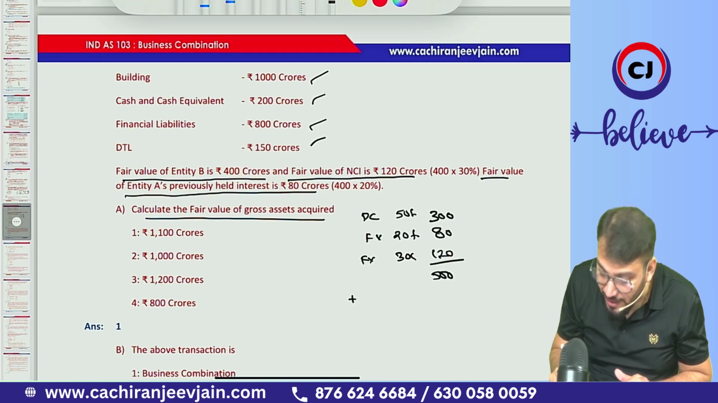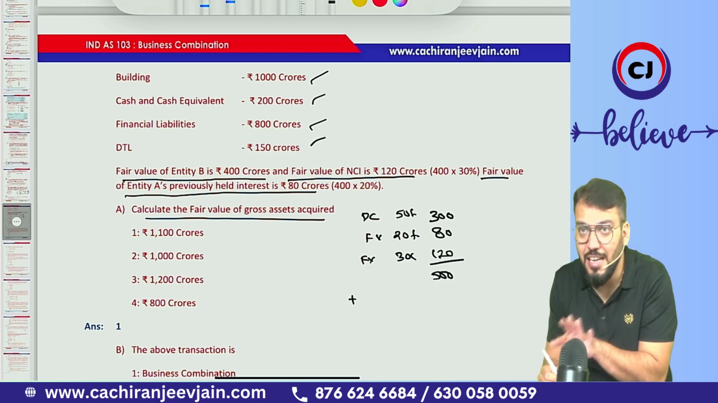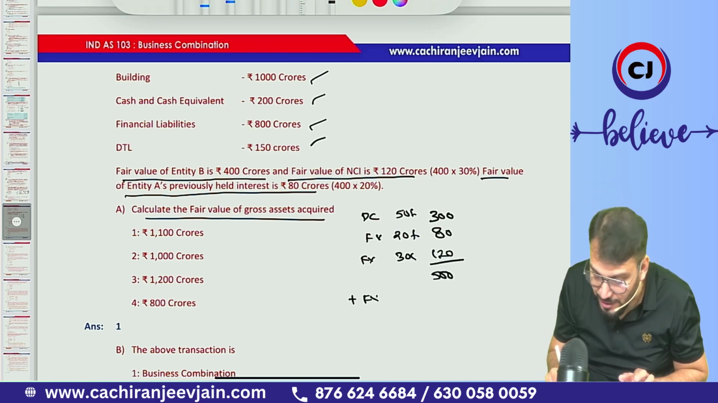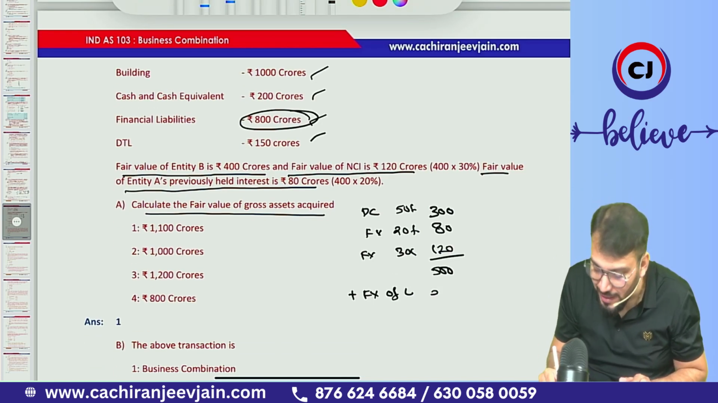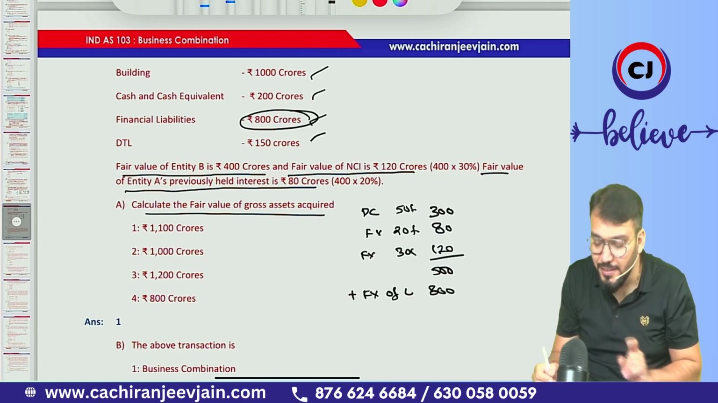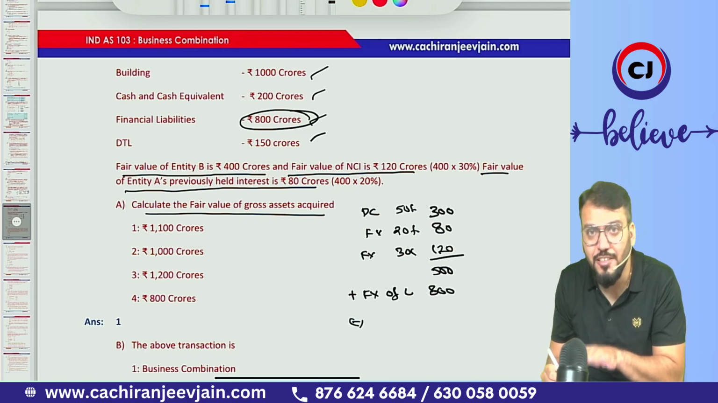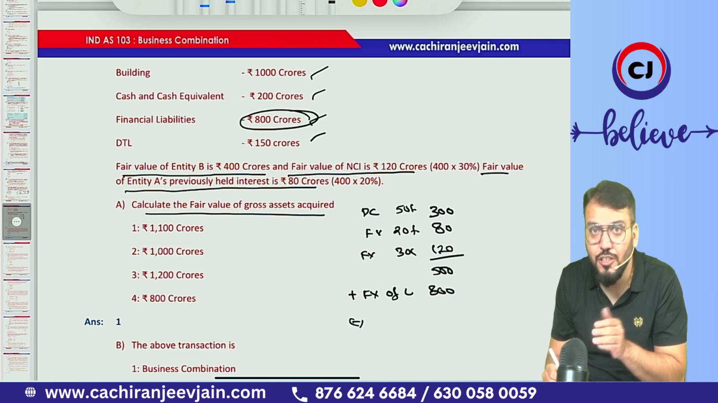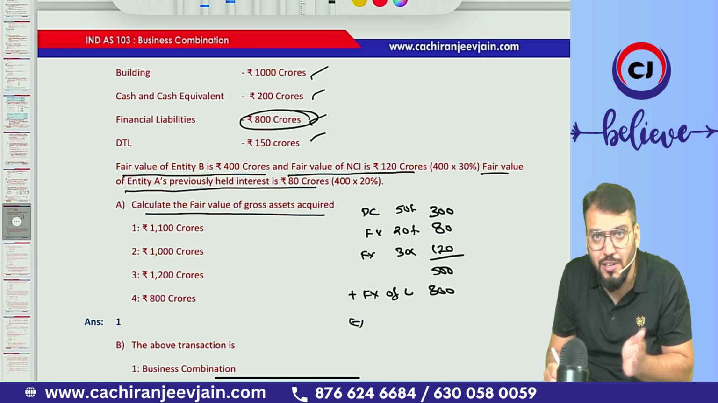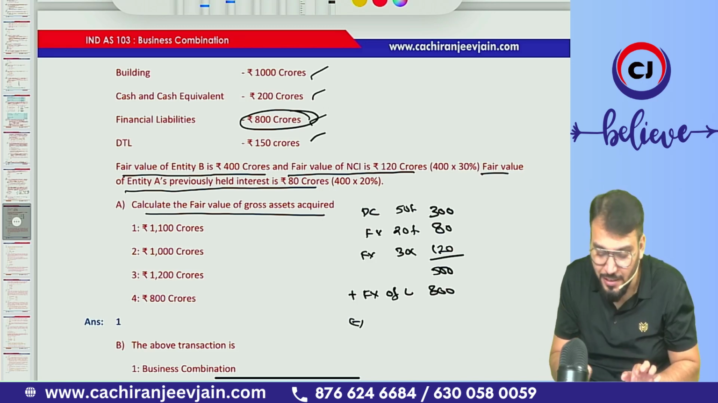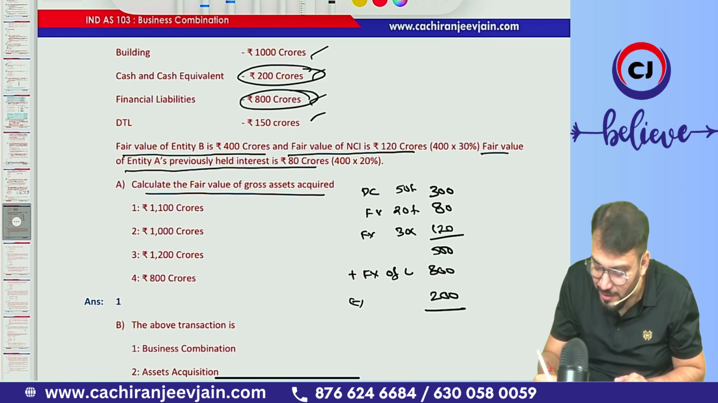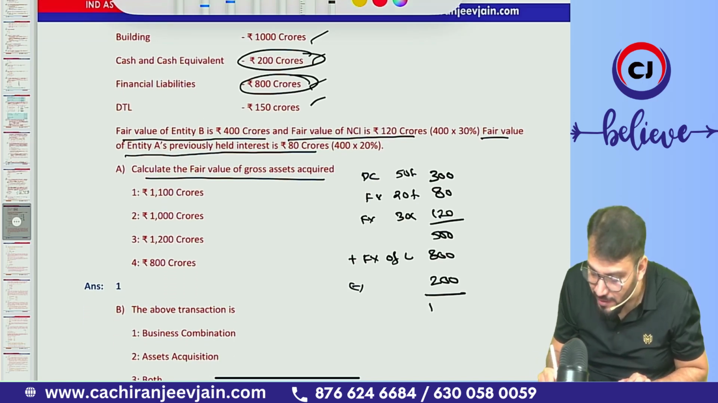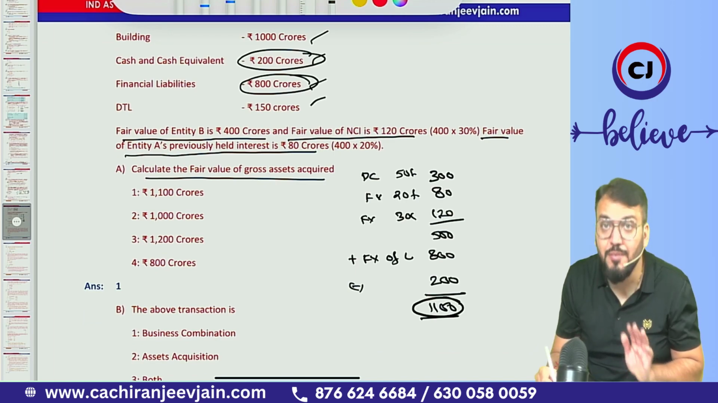In this we'll add all the liability assumed excluding DTL. So fair value of liability assumed, you can see only one liability is there, 800. So 800 will be added, and from this we will minus cash and cash equivalent as well as any DTA. So any deferred tax asset or cash and cash equivalent given in the question will be deducted. So you can see cash and cash equivalent 200, so we'll deduct 200 from this. So it will be how much? 800 plus 500, 1300 minus 200, 1100. So 1100 is the fair value of gross asset acquired.